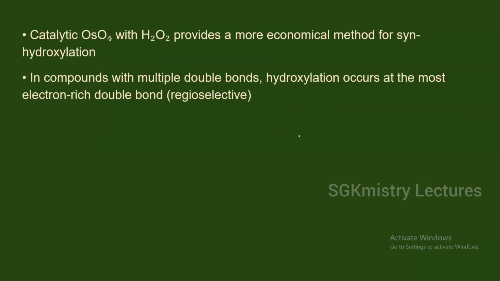Okay. Now, when you're talking about catalytic osmium tetroxide along with hydrogen peroxide, if you use these together, the same result can be accomplished, but more economically, by using these reagents together, osmium tetroxide and hydrogen peroxide. Whenever more than one double bond is present, then hydroxylation will occur at the most electron-rich double bond. So this also has to be kept in mind. This comes under regioselectivity.